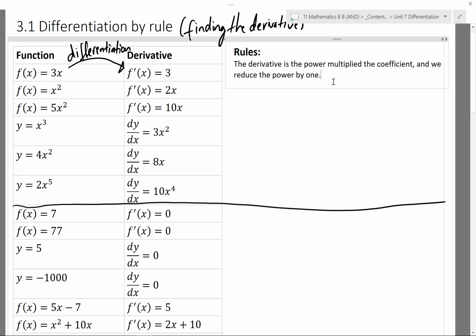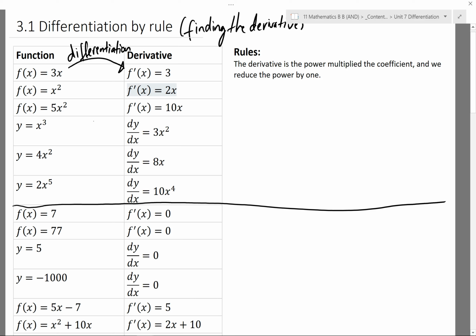Probably the third one's the best one to have a look at. My original function was 5x squared. My power was 2. The coefficient, or the number, was 5. To get the derivative, I did 5 times 2, get 10, and reduce the power, which was 2, by 1 to get a power of 1. Remember, powers of 1, we're not going to write in there.